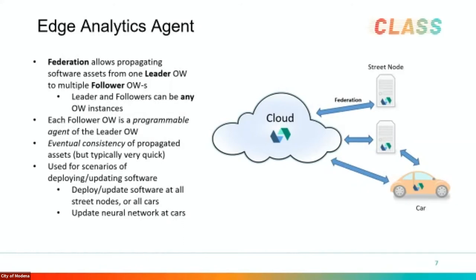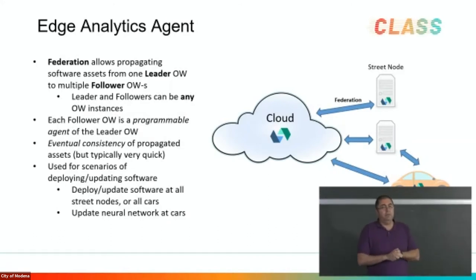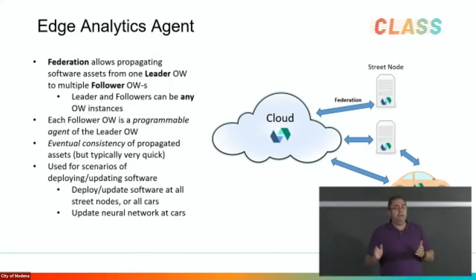Because edge nodes are significantly different from cloud nodes. They're only loosely connected to the cloud, and they have their own scheduling. They're actually independent instances, and communication between edge and the cloud is not always reliable. So how do we give the same developer experience over a uniform platform where we have that loose interconnection? So the way we do it is by employing federation.